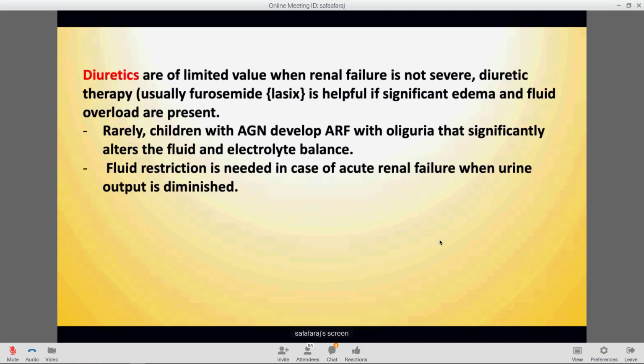Rarely, children with acute glomerulonephritis develop acute renal failure. That is the answer of the previous question. Not all patients with acute glomerulonephritis will develop renal failure, but it is one sign of bad management, or one of the complications of management of patients with acute glomerulonephritis. Acute renal failure presents with oliguria that significantly alters the fluid and electrolyte balance. Fluid restriction is needed if the patient develops acute renal damage when urine output is below the normal level.